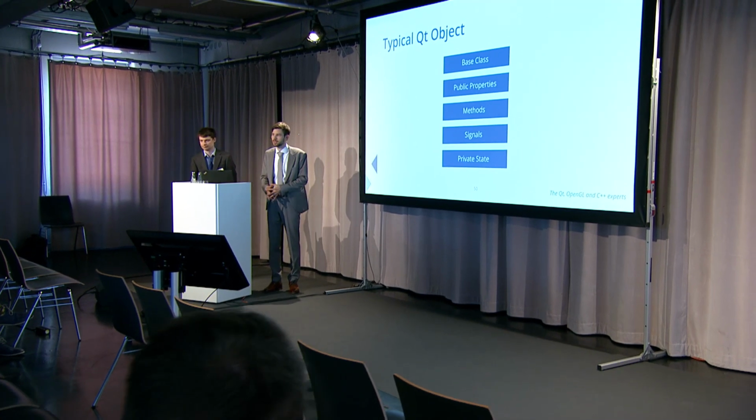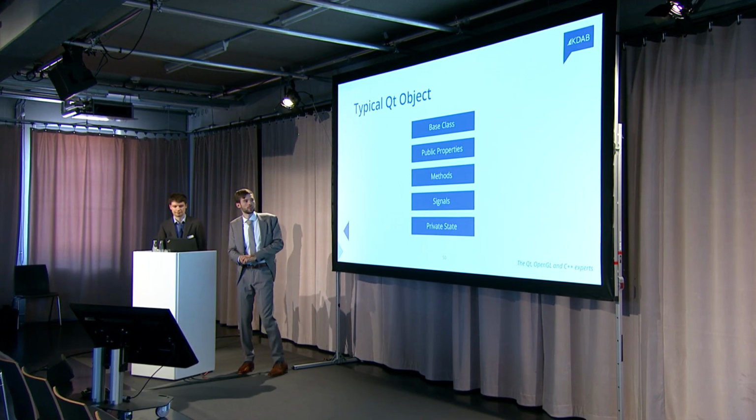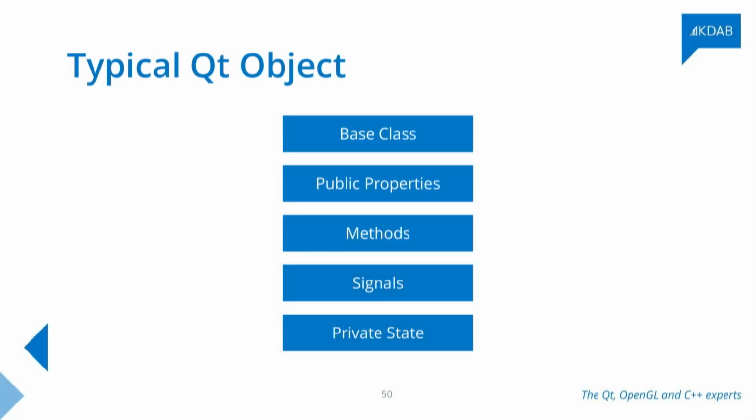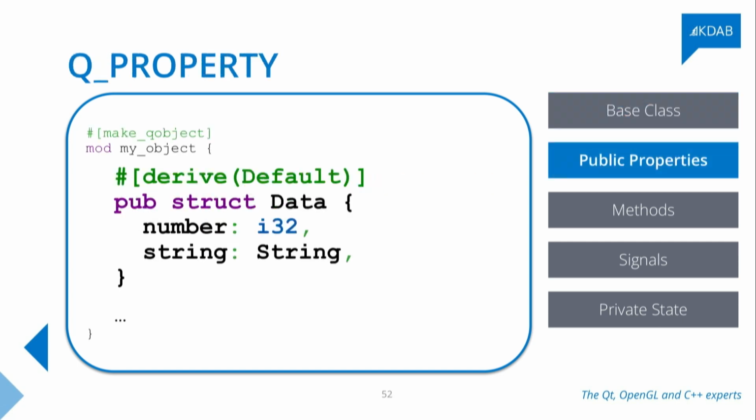So if we look at the typical anatomy of a Qt object, these are kind of the things that we really need to define with CXX-Qt that we also couldn't do earlier with CXX. First things first is, of course, a base class. At the moment, we only support a QObject as the base class, but that is subject to change. So at the moment, you just write make a QObject for me, but that might change to something that actually has the base class in it, so that you can, for example, create your own list models from inside Rust.